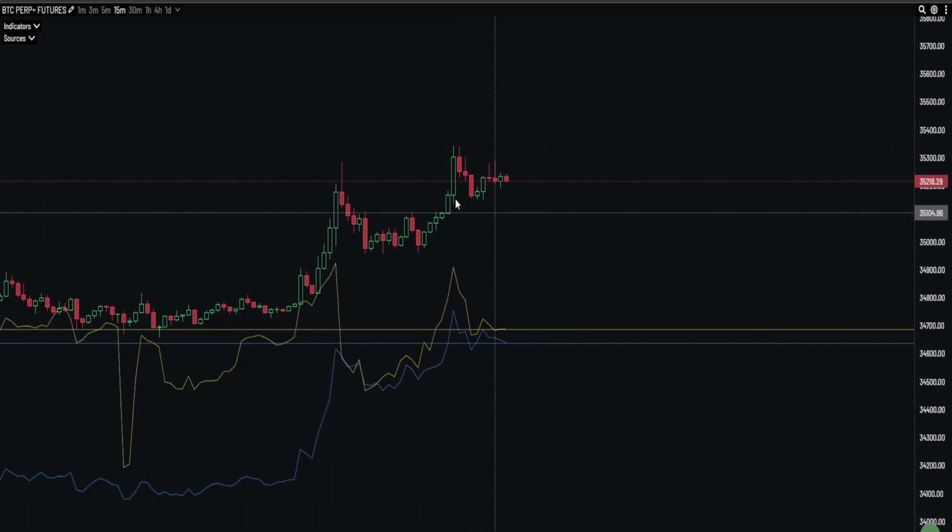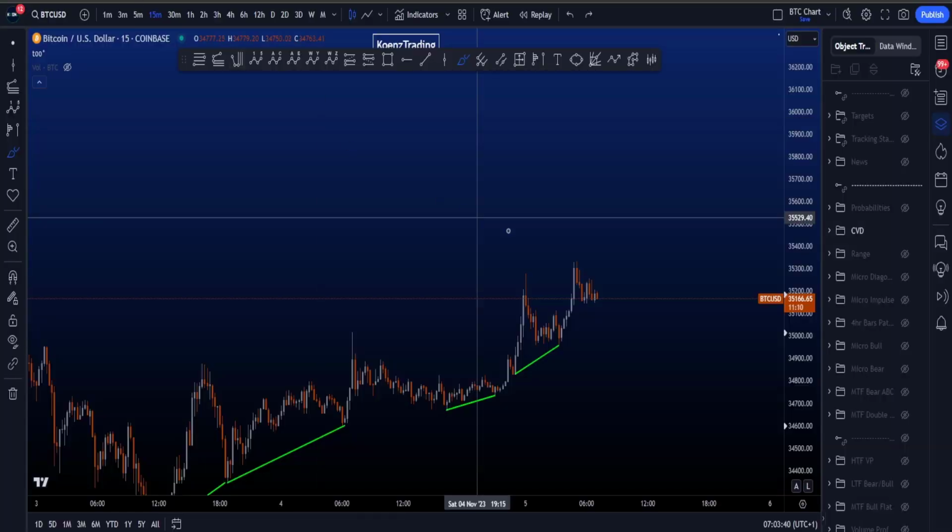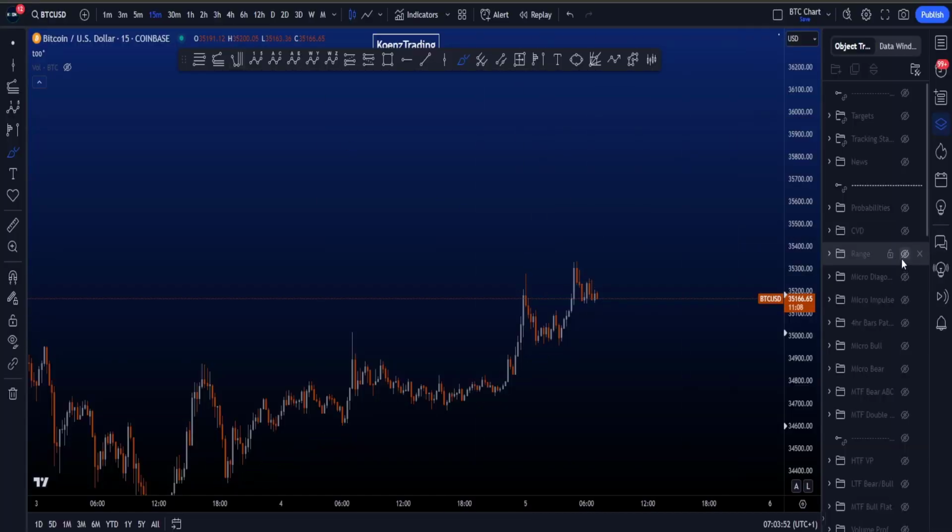And now at the moment, we hit the target box, but as you can see, CVD is very neutral over here. Price moves down, CVD moving down, price moving up, CVD moving up. There's nothing going on here at the moment, so we have to wait and see what happens over here.